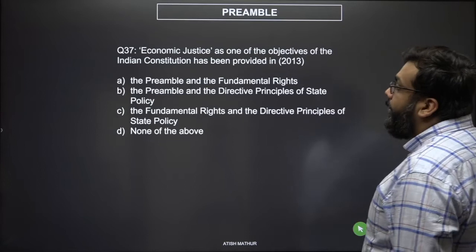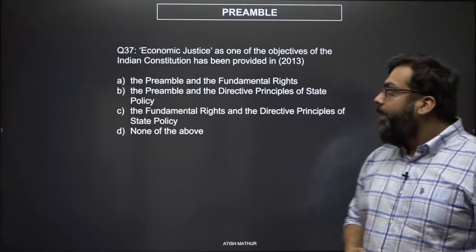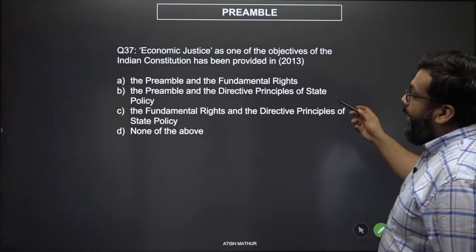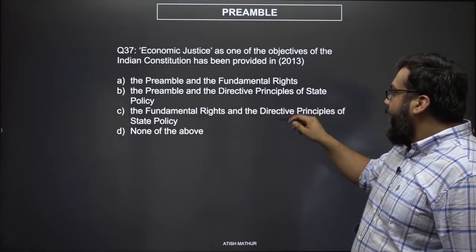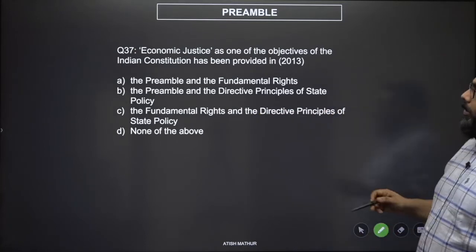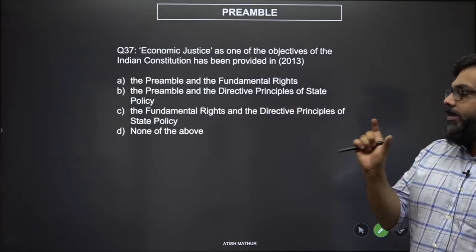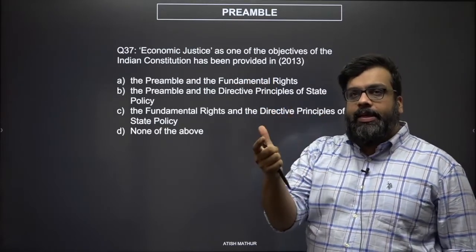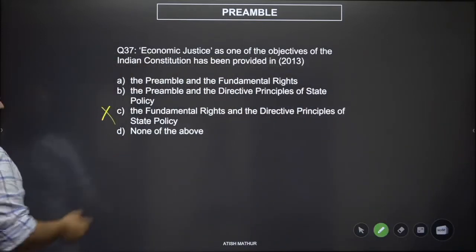Next, 37. Economic justice as one of the objectives of the Indian Constitution has been provided in the what? Preamble and fundamental rights, preamble and directive principles of state policy, fundamental rights and the directive principles of state policy, none of the above, right? Now, fundamental rights are essentially political rights. So economic justice as a term is not mentioned. This has to be in the constitution with some degree of explicit mention. So obviously this is not the answer.